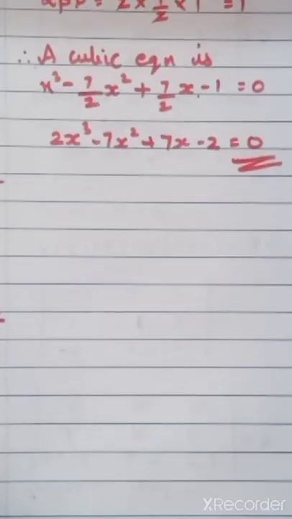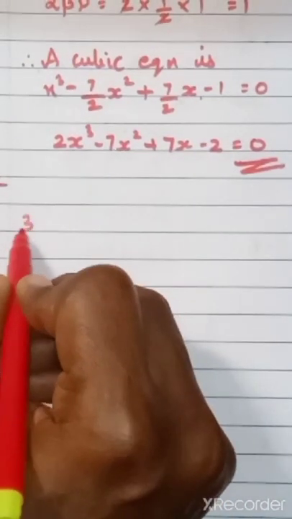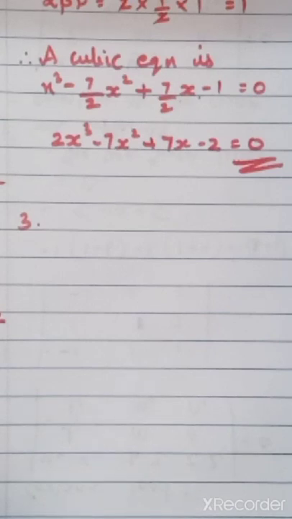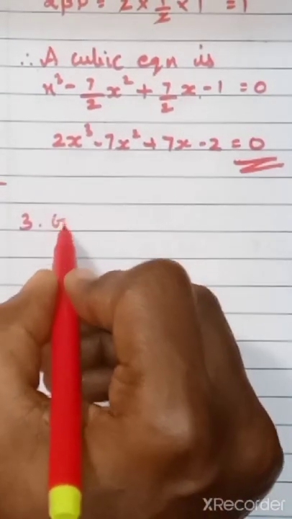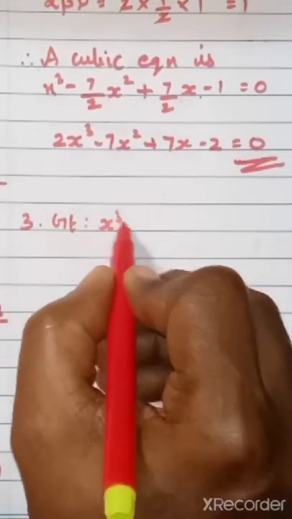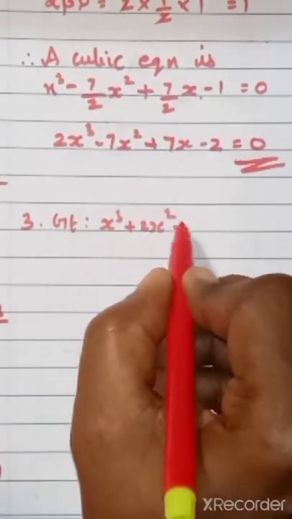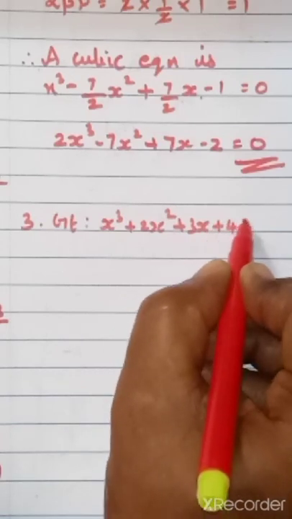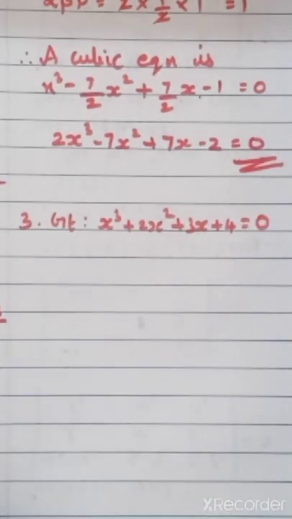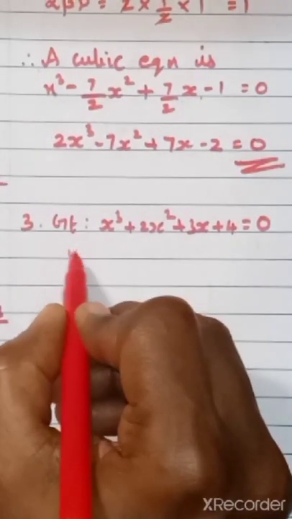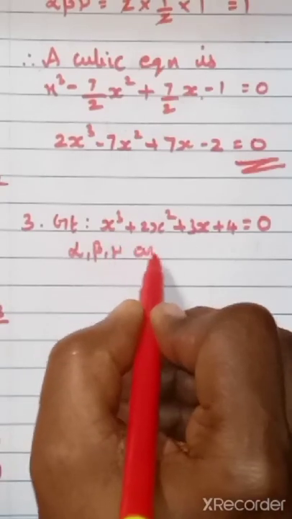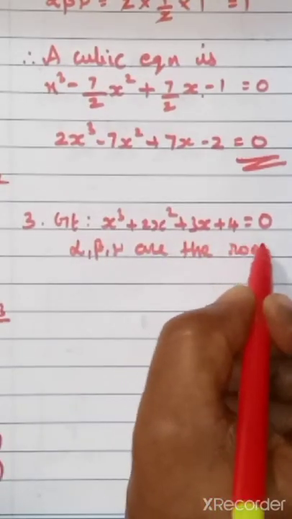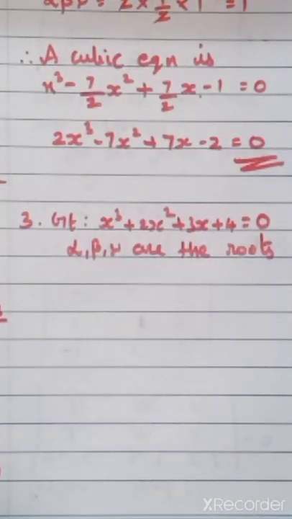Is that right? Okay, next, your third question. If alpha, beta and gamma are the roots of the cubic equation x cube plus 2x square plus 3x plus 4 equal to 0. Okay? They have given a cubic equation, and alpha, beta, gamma are its roots. Okay, next what we are going to find out?